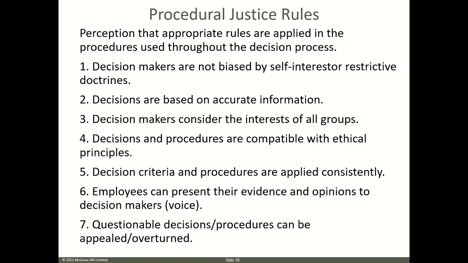Decisions and procedures are compatible with the ethical principles, the rules and regulations they have in the organization. Decision criteria and procedures are applied consistently, not like this time the decision is based upon something, but last time it was based on some other things. Whatever the rules are, they follow the same rules for everyone, consistently. Employees can present their evidence and opinion to the decision maker, meaning the voice of the employee. If the decision is unfavorable, the employee can come and say, I'm not satisfied with the decision, so there should be a proper process for listening to them. Questionable decision procedures can be appealed.